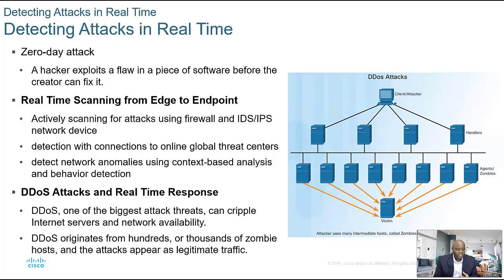You see right here where it says real-time scanning from end to end. You want to be able to consistently scan your network. Detecting attacks in real time requires actively scanning for attacks using firewalls and other security appliances. It's important that you do that. So if someone actually hacks your system, the quicker you find out, the better off you are.